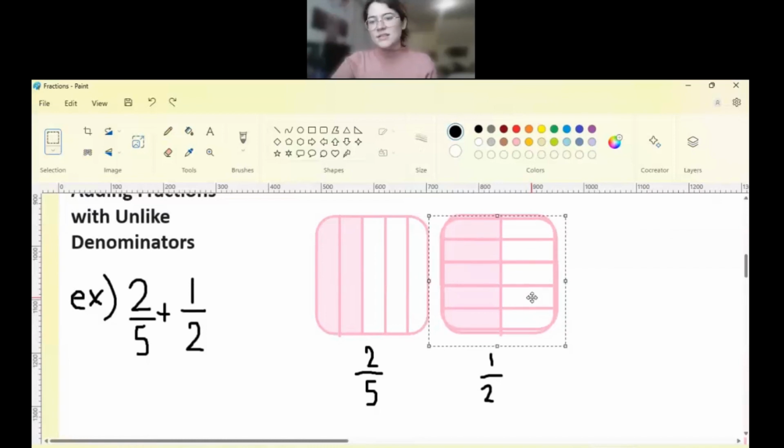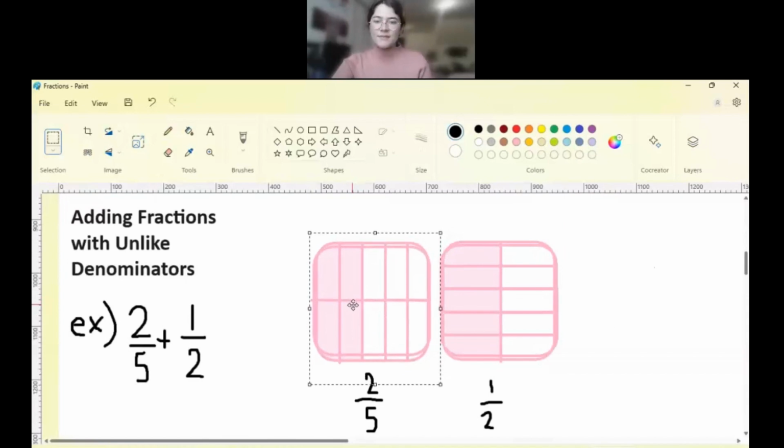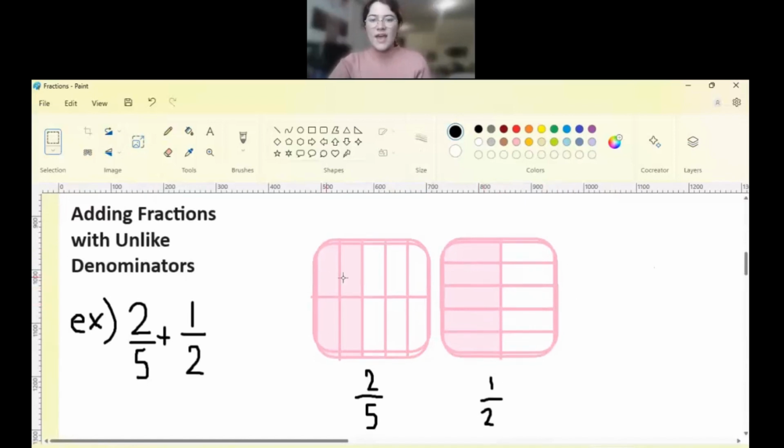into 10 equal pieces. You can see what I've done here is I've taken the 2 different diagrams and I've drawn a half line in the 2/5, so I've split the 2/5 in half. And then for the 1/2, I've split it into 5 more pieces. So if you count up all the pieces, we have 10 pieces here and 10 pieces here, which means we can add them together. They have a like denominator.